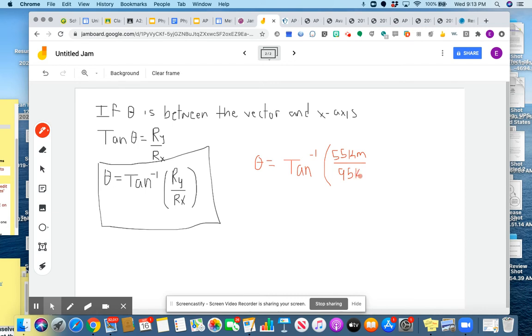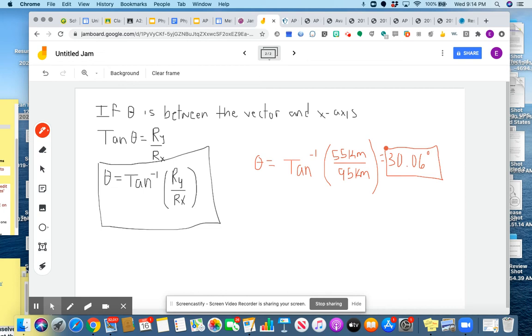So we're going to type into our calculator inverse tan of 55 over 95, and we get 30.06 degrees. Please make sure that your calculator is in degree mode for these types of problems. Your calculator must be in degree mode because the angles that we are utilizing here are in degrees.